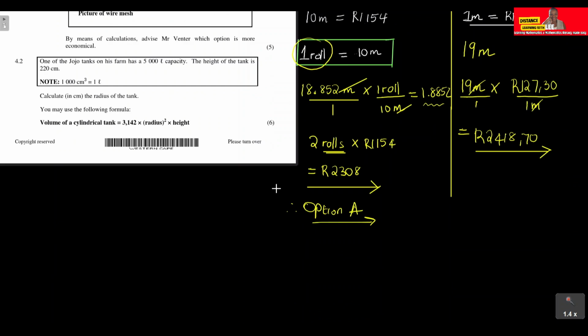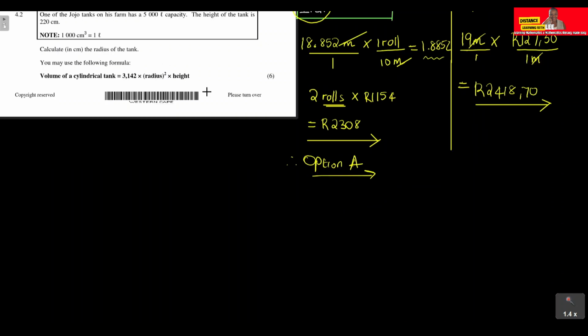Let's have a look at question 4.2. Question 4.2 says that one of the Jojo tanks on his farm has a 5,000 liter capacity. The height of the tank is 220 centimeters. Calculate in centimeters the radius of the tank. So we are given information about this Jojo tank.